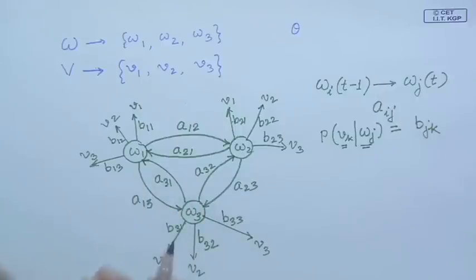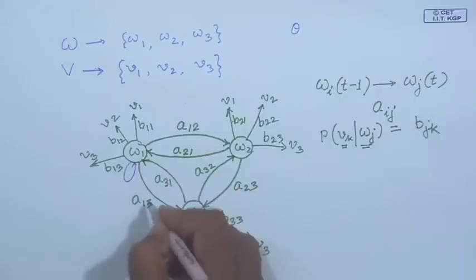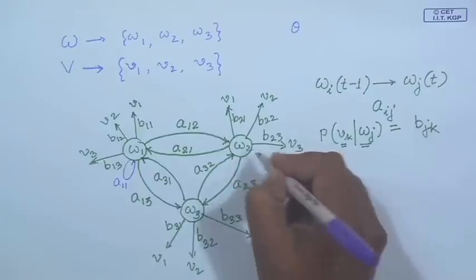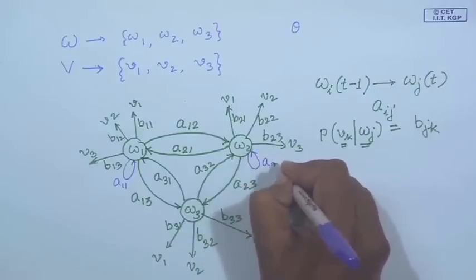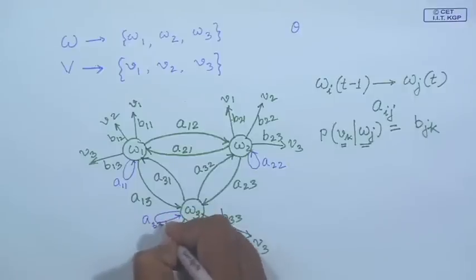Now, we find that given any state, there will always be a transition to some of the states, including the state itself. So, I can have a transition from omega 1 to omega 1 also, and this transition probability will be a 1 1. Similarly, omega 2 to omega 2, this transition probability will be a 2 2. Similarly, omega 3 to omega 3, this transition probability will be a 3 3. So, this is also possible, that in two subsequent time steps, the machine can be in the same hidden state.